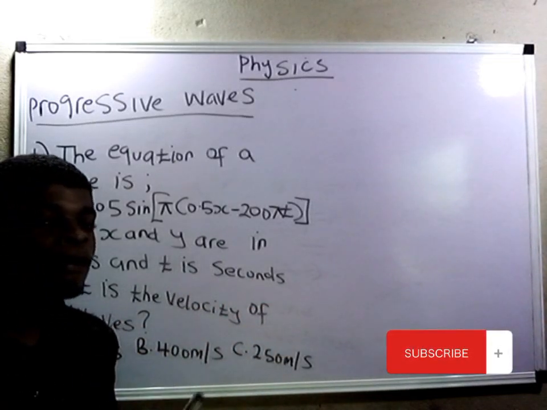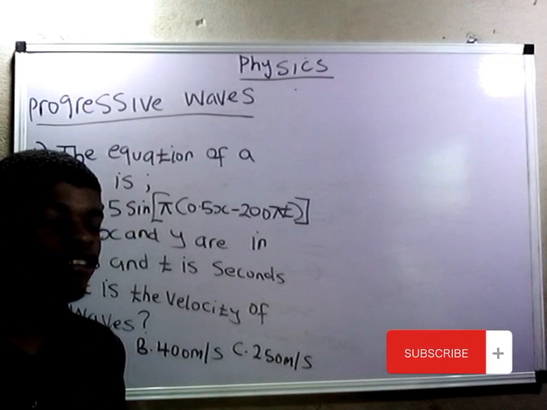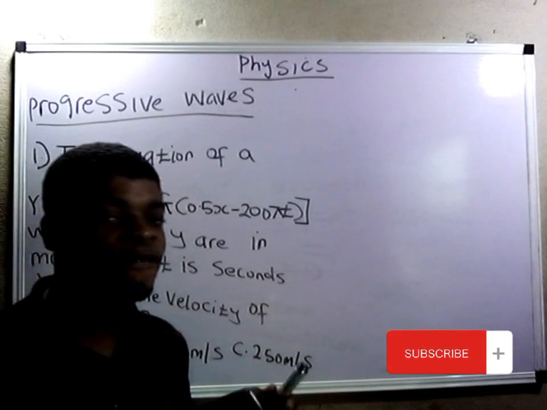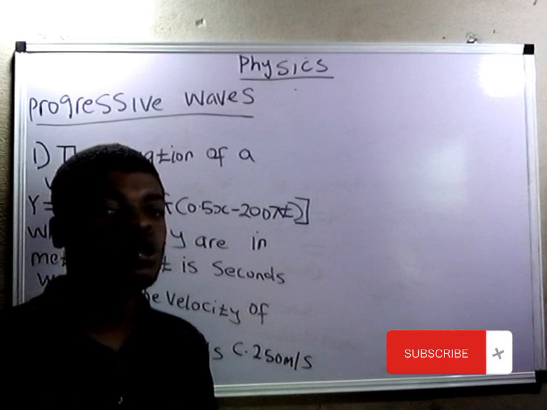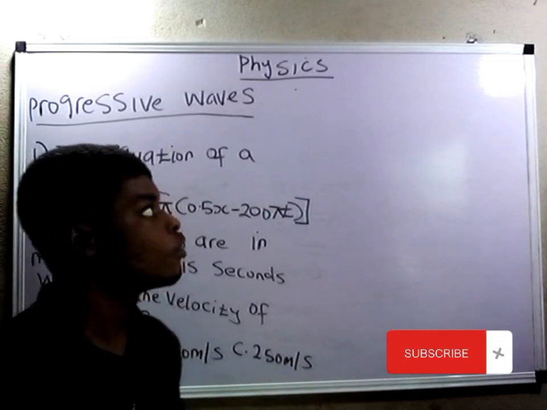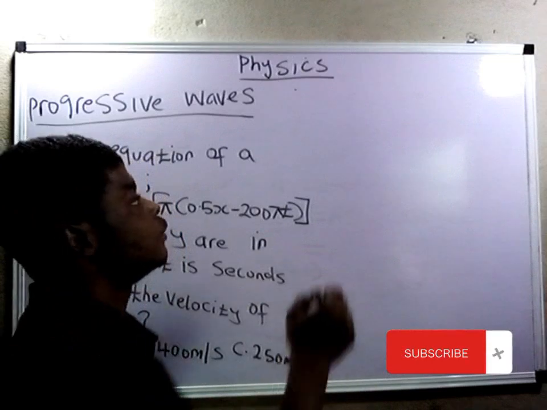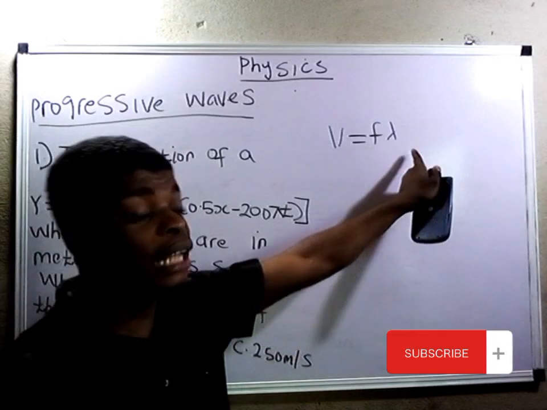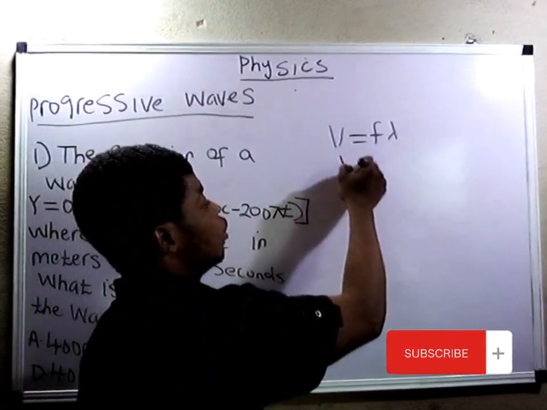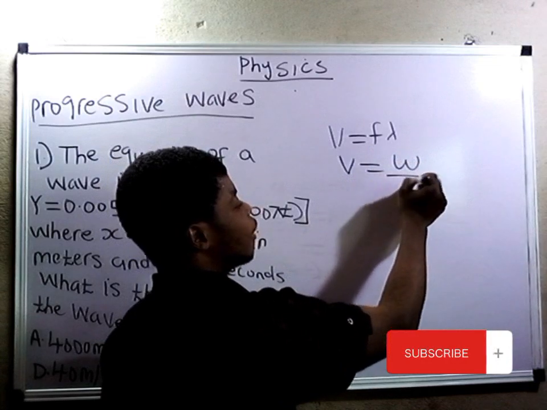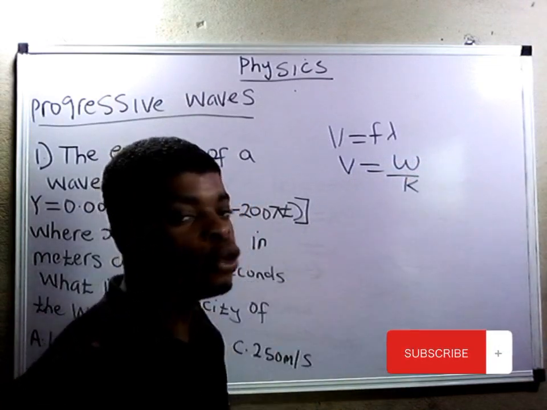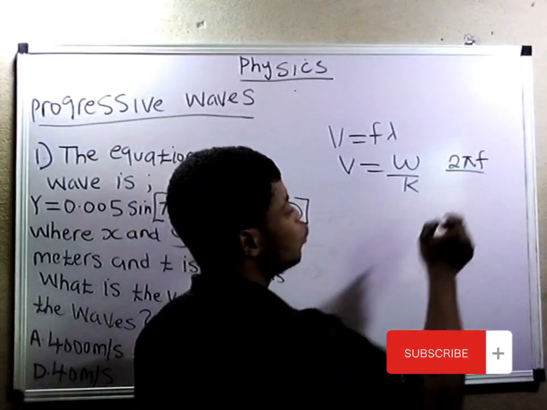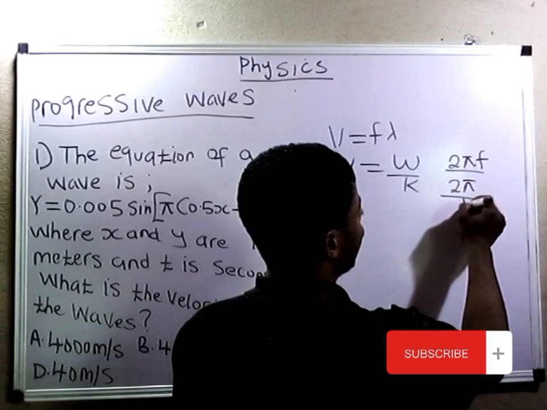If you watched my previous video on the relationship between velocity, wavelength and frequency and all of them, I talked about the formulas on how to get velocity, which I'll give you the two methods we can get velocity. So it's noted that velocity is equal to f lambda, or velocity equals w over k. And I told you what w means. w is 2 pi f and k is 2 pi over lambda.